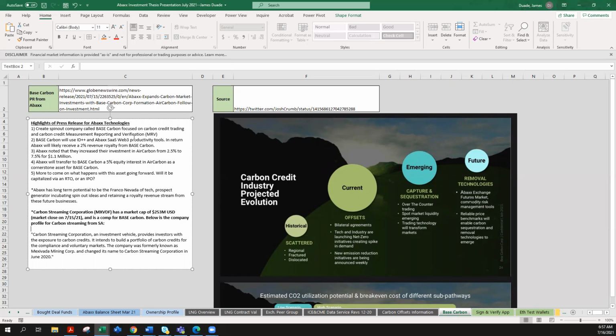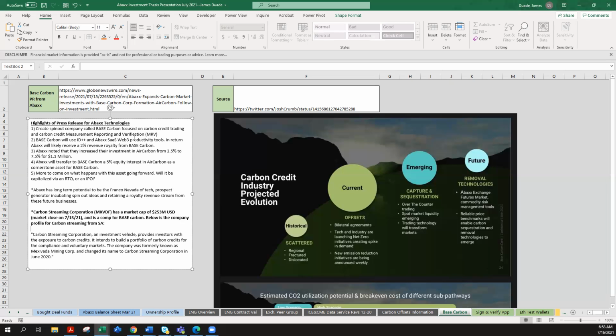They can use the ID++ and SaaS Web3 productivity tools, which would then drive a 2% revenue royalty back to Abaxx, and Abaxx would potentially retain the equity or maybe even spin that out and dividend it to shareholders so that shareholders would own a pro rata amount of Base when it eventually IPOs. There are a lot of questions about how that's going to work, and I think we just need to give Abaxx time to let it play out.